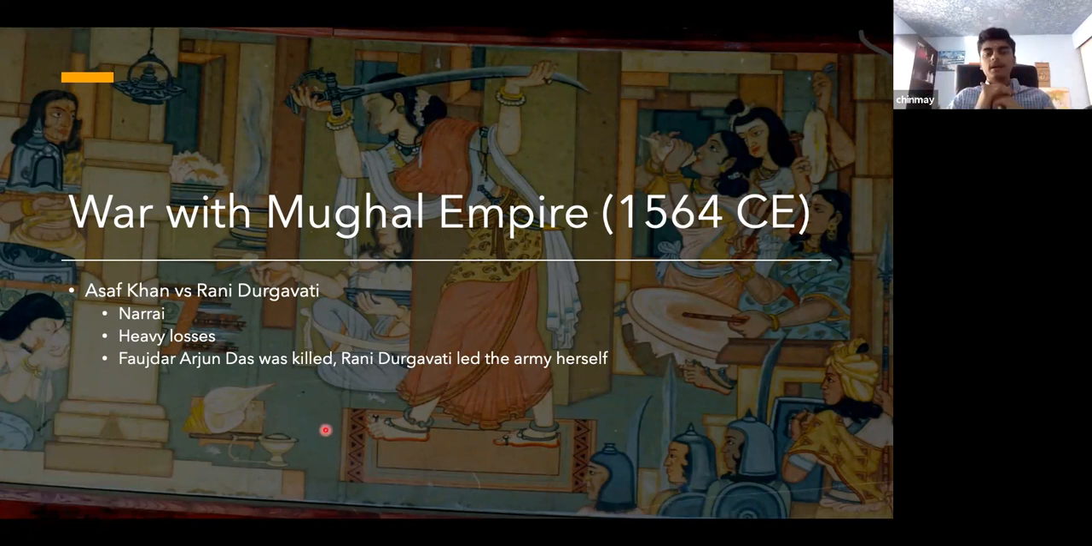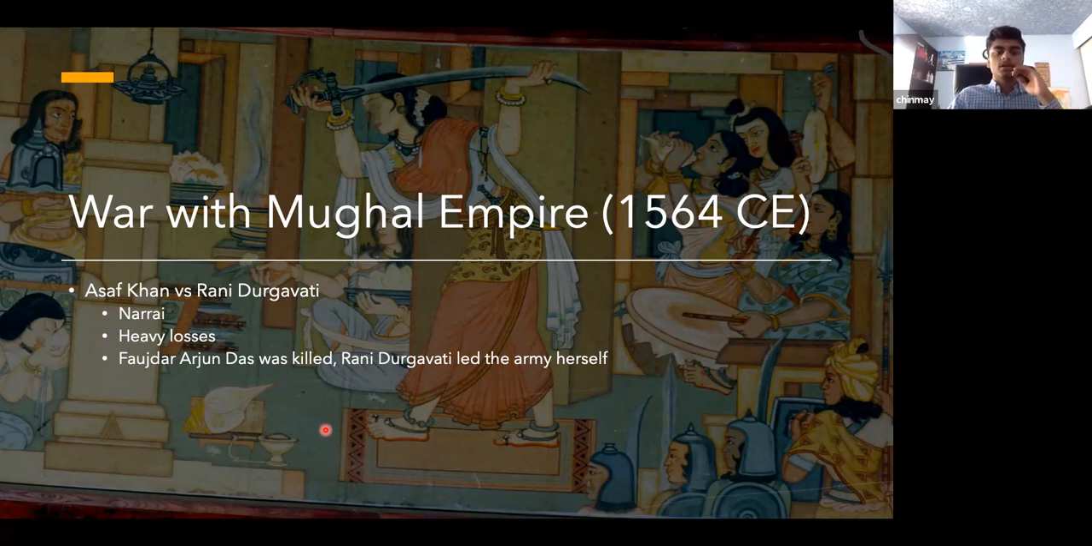So the war with the Mughal Empire eventually happened in 1564 with Asif Khan versus Rani Durgavati. The battle happened at Narai, and it led to heavy losses on both sides. Rani Durgavati lost more men than the Mughal side did. Her Faujdar Arjun Das was killed, and that forced Rani Durgavati to lead the army herself against the Mughal invaders, and this was day one of war.